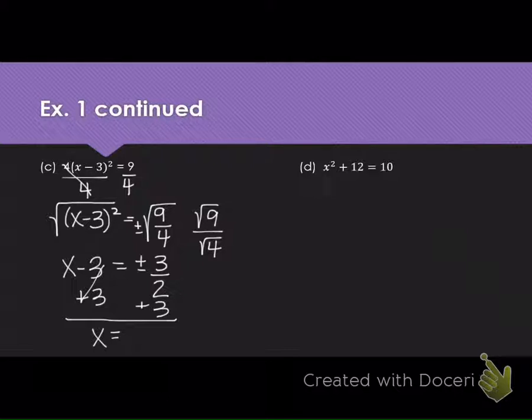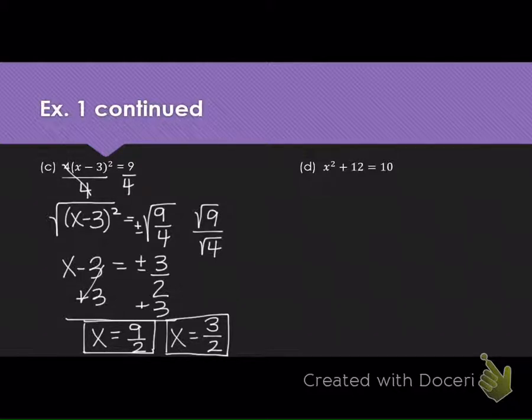Grab your calculators if you need to, and tell me what is 3 halves plus 3 equal to? 9 halves. So x equals 9 halves, and we're going to box it in. Again, we're just going to leave it improper. It's reduced, so leave it as 9 halves. Okay? Now, we have a second answer. We have to now go back and do negative 3 halves plus 3. So grab your calculators and tell me what you get when you do negative 3 halves plus 3. Is it 3 halves? 3 halves. And then we box in our second answer.